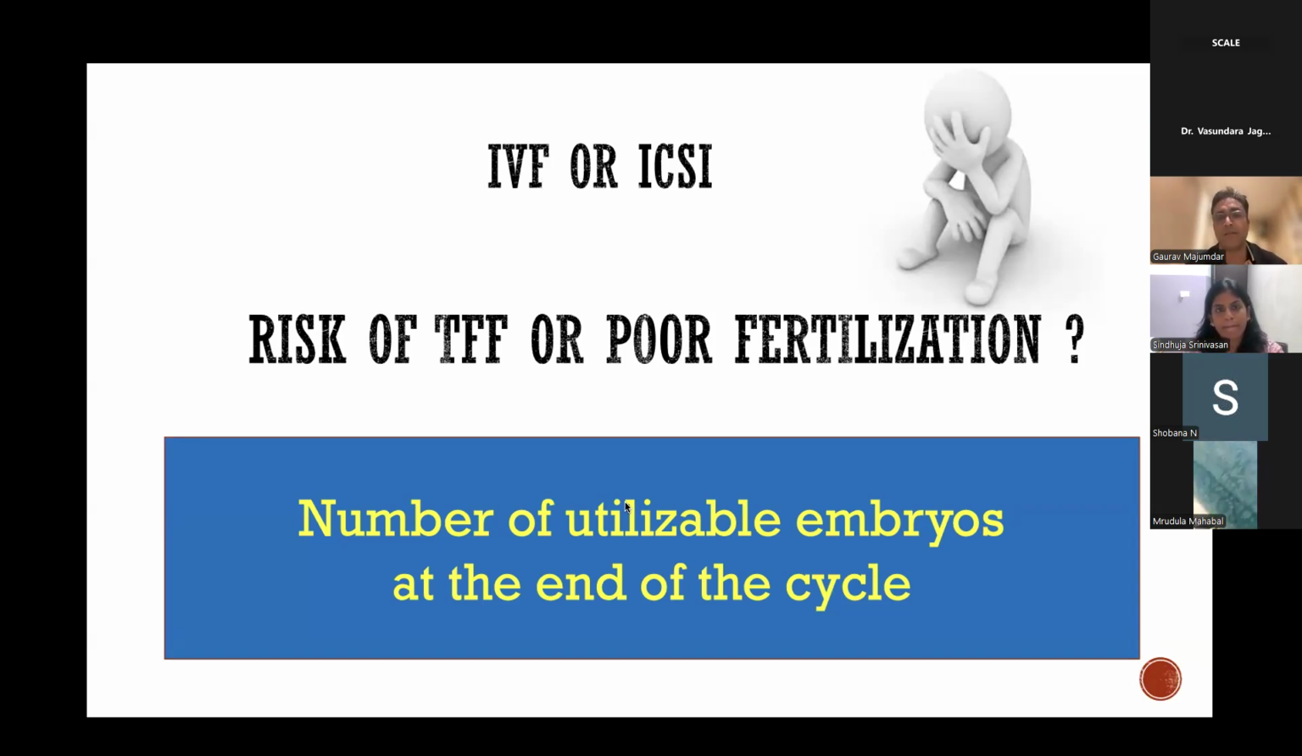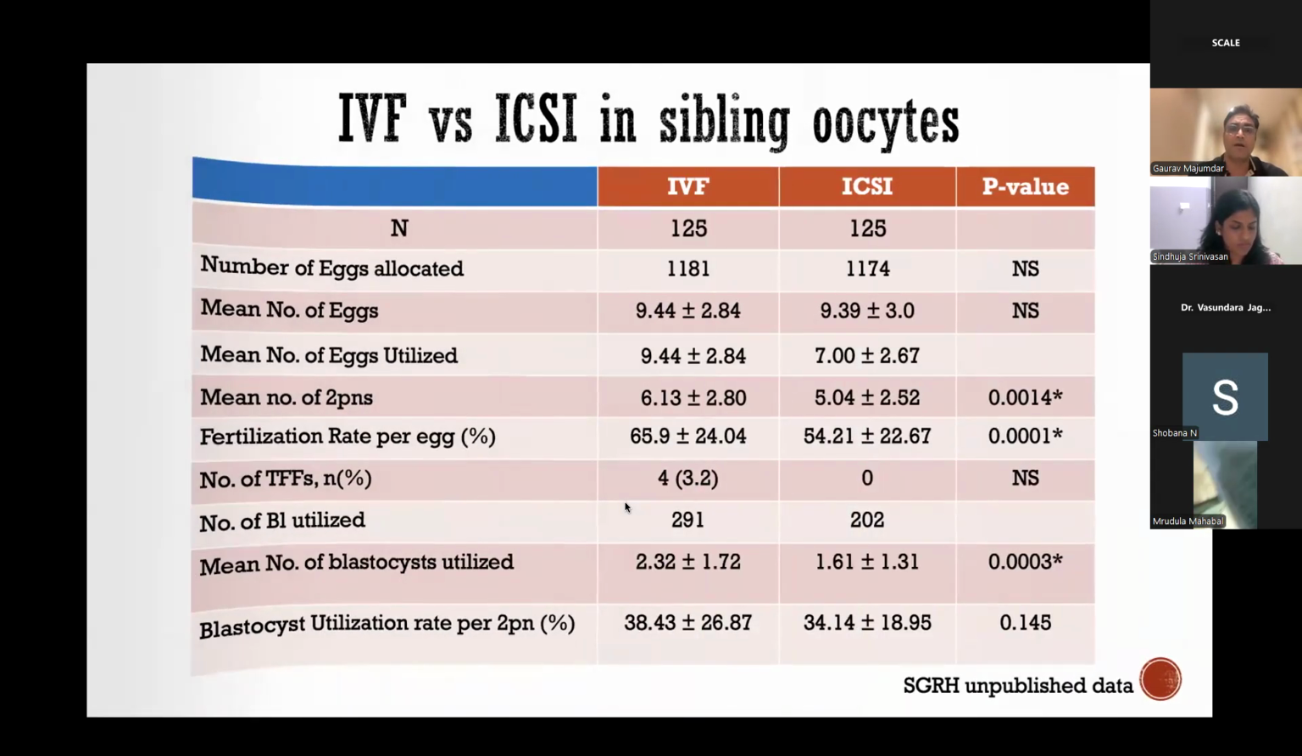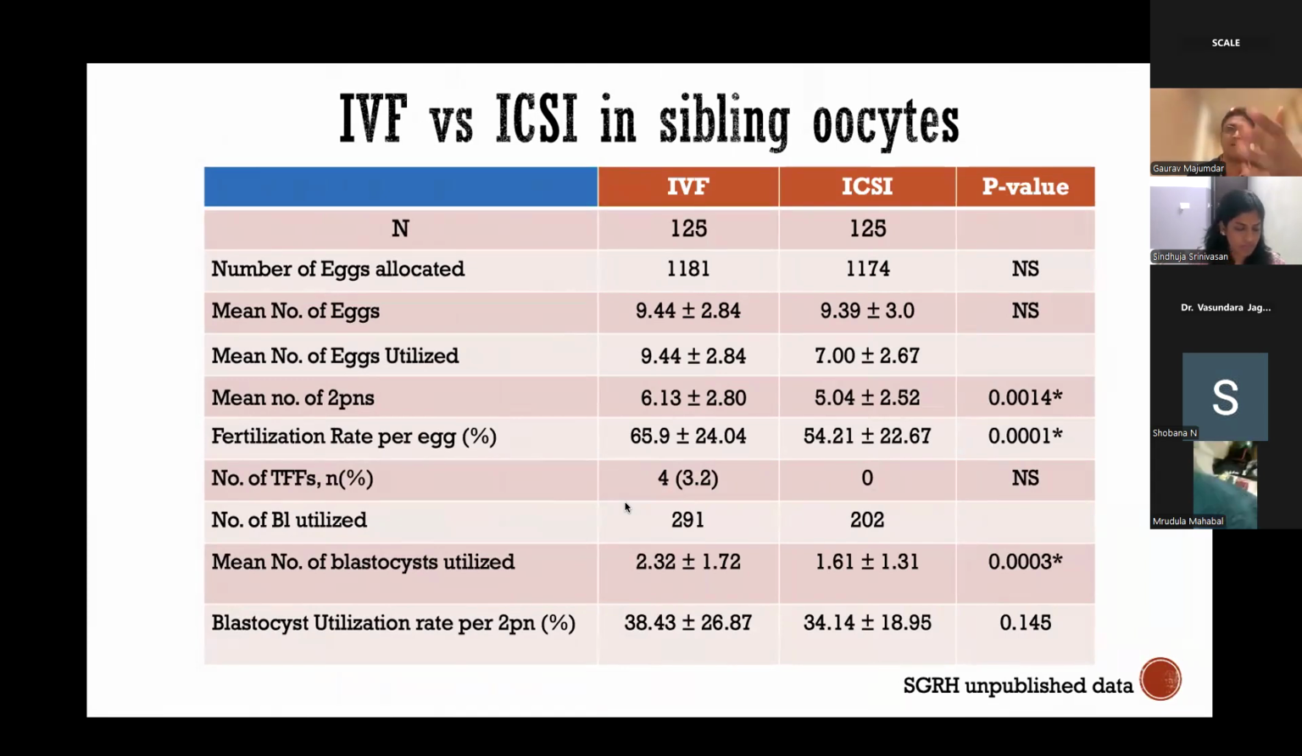We now have to start thinking about something which is more important than just the occurrence of fertilization, and which is the end result of fertilization, which is the embryo, right? And how many embryos do we end up with as a result of making this choice? So in order to demonstrate this, we carried out a study in sibling oocytes, and we have just submitted this paper, but it's fairly large.